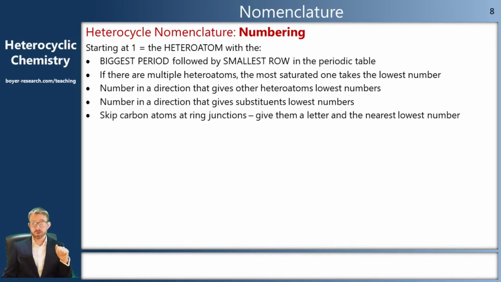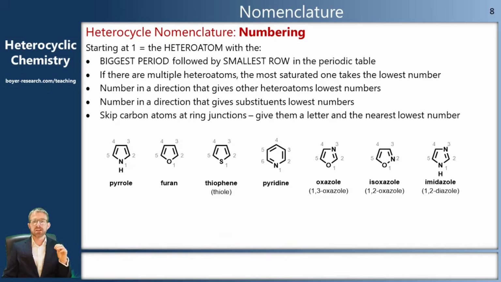When we talk about heterocycles, it's not just the heterocycles themselves, but substituents around the ring that are important. And therefore we need a system of numbering that tells us where things are. Now, the system is simple. What we do is we start from the heteroatom that has the biggest period or the smallest row, the same system as we used for molecules containing multiple heteroatoms, and we call that one number 1.